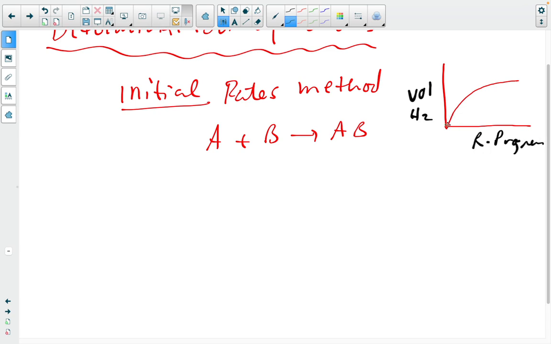You will see here that obviously the rate of the reaction is fastest at the start, and then the rate of reaction slows down, so the rate is not constant. Initial rate would be the rate right there. So if you were to draw a tangent right at the start of the reaction and measure the rate, we call that the initial rate.